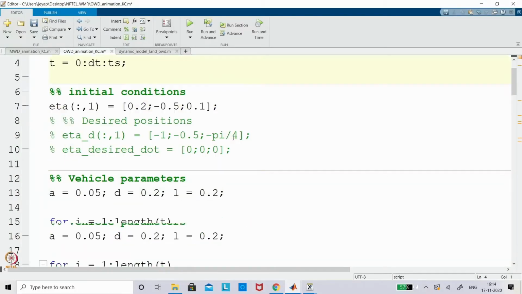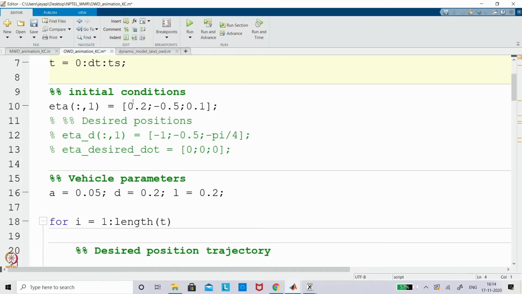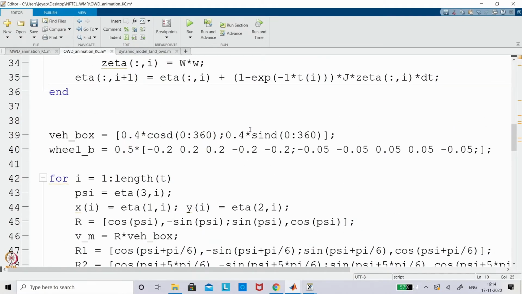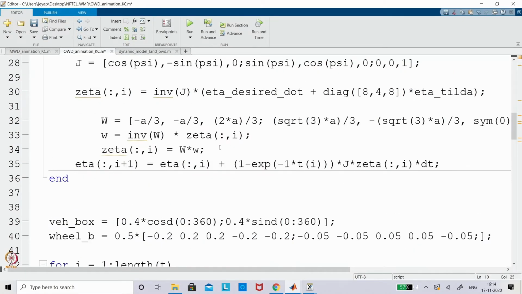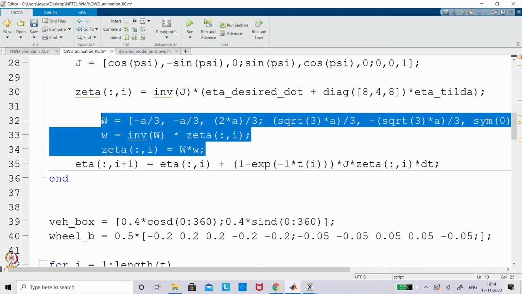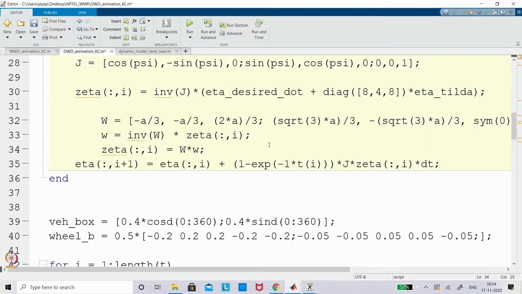I already told you we will bring the animation part. Now I will change the initial condition also, just for your understanding. In the animation part, I incorporated the omni wheel mobile base, where the first wheel would be at 30° with respect to the x axis, the second wheel at 150°, and the third wheel at 270°. If you look at the model, you will understand it.